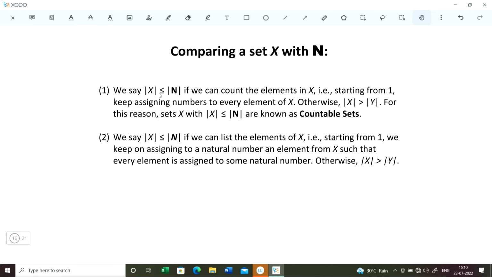Can the cardinality of the set of natural numbers exceed the cardinality of the set of natural numbers? No, right? By the same logic, we can count the natural numbers, although our counting will never stop, but we can still keep on counting, right?